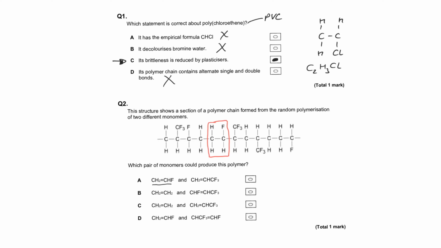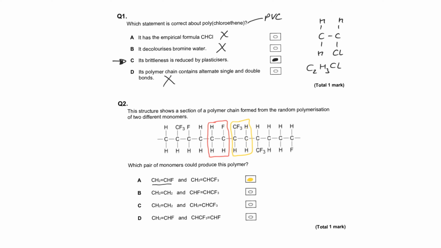So that's this bit. The polymer that's next to it is CH2, CHCF3. So this is CH2, CHCF3. So it is actually A.